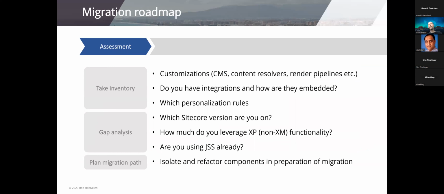So diving a little bit deeper into the migration roadmap steps. First, the assessment starts with taking inventory. You want to take inventory of all of your customizations, because not all of them are going to be, well, at least still possible, or maybe work exactly the same. So you need to be aware of what they are. And I'm talking CMS, content resolvers, render pipelines. For example, CMS could be custom fields.